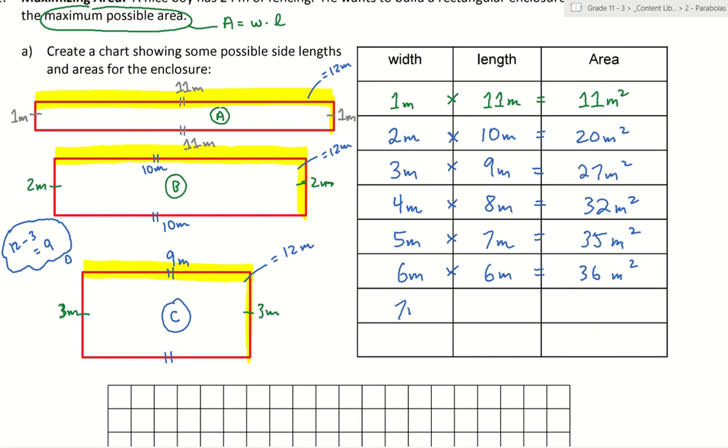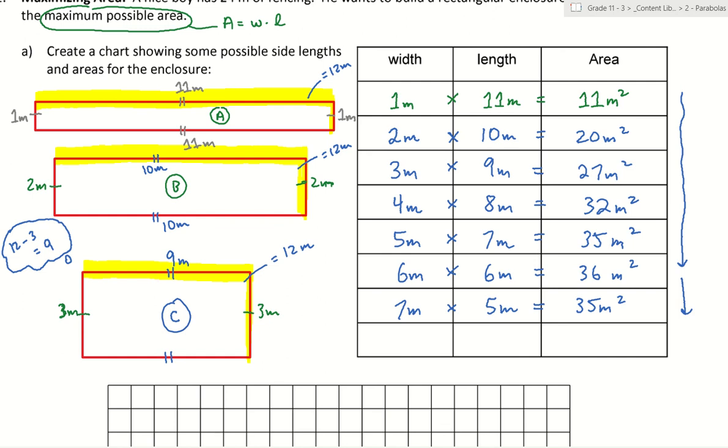Okay, let's go to 7. 12 minus 7 is 5 meters. So you can see we've already covered this one. We're going back down again. So all the numbers went up, got to a peak of 36, and now they're starting to go down again.